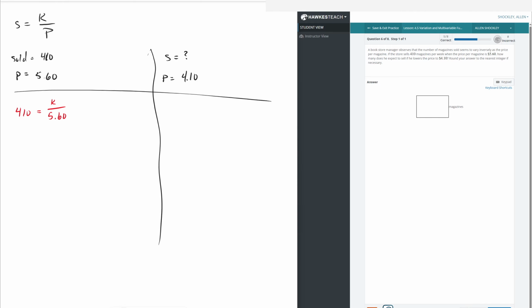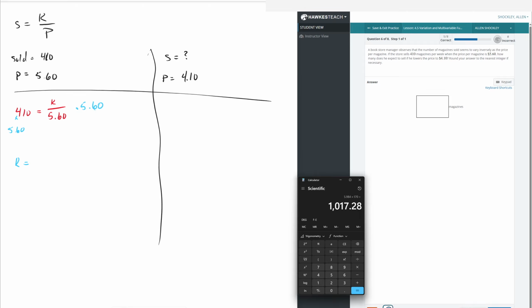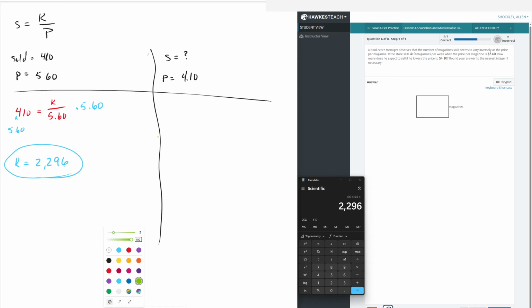Because this is on the bottom, I'm going to multiply both sides by 5.60. So K equals 410 times 5.60, so 2296 is my constant value. We're going to use that over here.